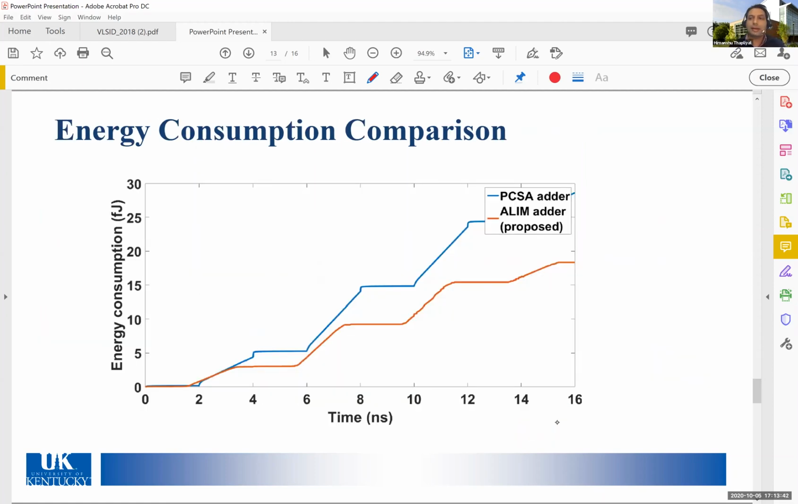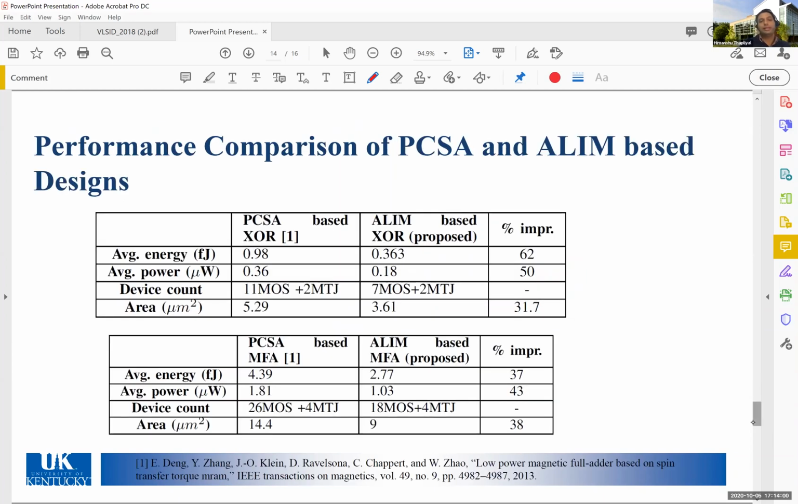This is some example that has been shown here. Here you can see the energy consumption in femtojoules, and this is the time period. Over a time period, you can say that our ALIM based adder has comparatively low energy consumption compared to the PCSA adder. Now these are some of the numbers. In this case, our design's XOR gate also has low energy, and this XOR gate also has low power.